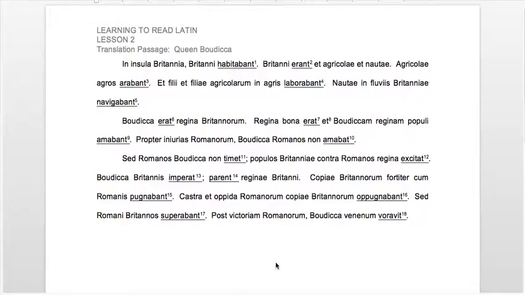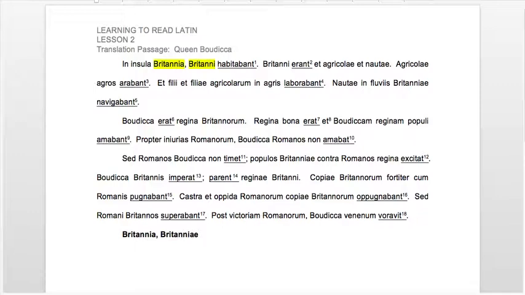Resubmit, please, and make sure that you are doing the resubmission with an eye towards learning how to translate Latin more effectively. There are two problematic words in this lesson, and they are the noun Britannia and the noun Britanni. So let me talk real quickly about both of these vocabulary words.